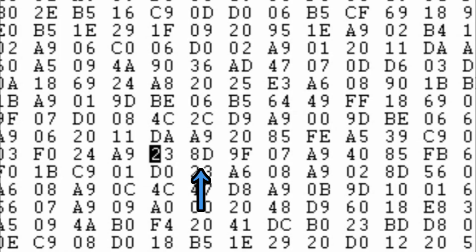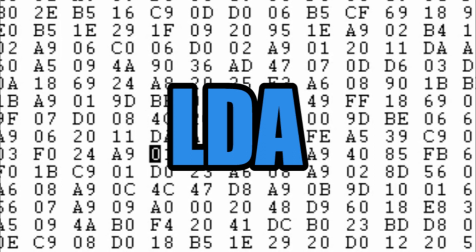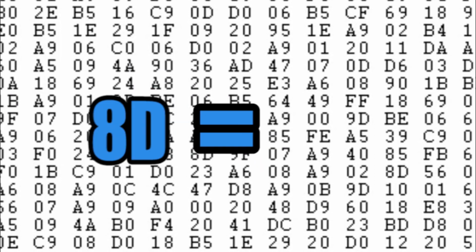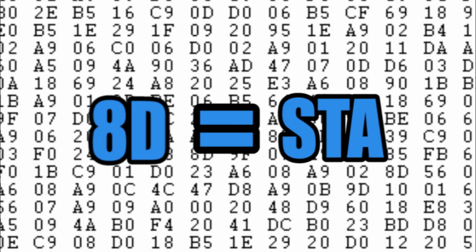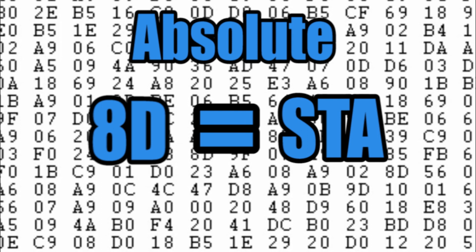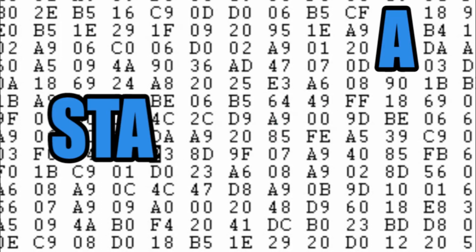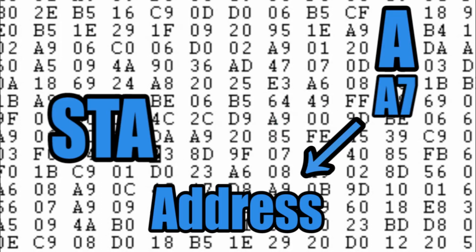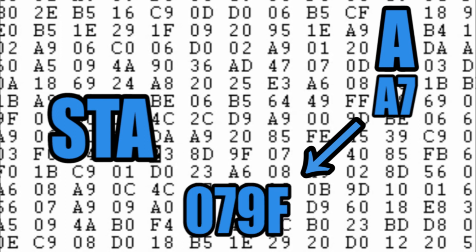The code looks to be 8D9F07. Contrary to the load accumulator opcode, 8D is the store accumulator opcode, with an absolute addressing mode. The store accumulator copies a value from the accumulator into a given RAM address. In this case, it's 079F.